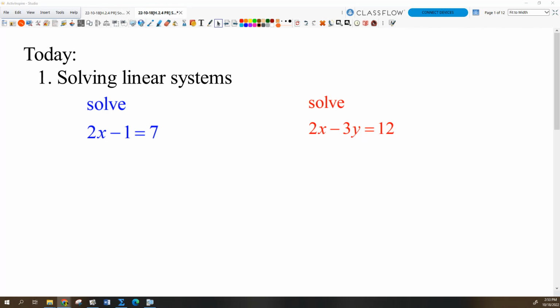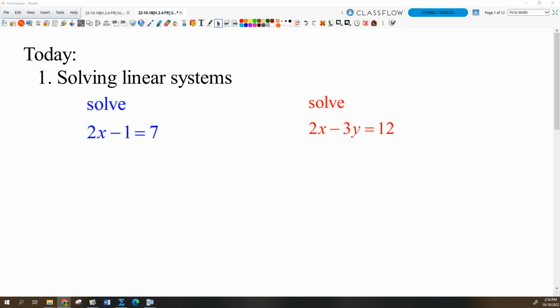Today we're going to talk about solving linear systems. You've done this stuff before, but I want to do more than just knowing how to solve linear systems. We'll talk about ways to solve linear systems.